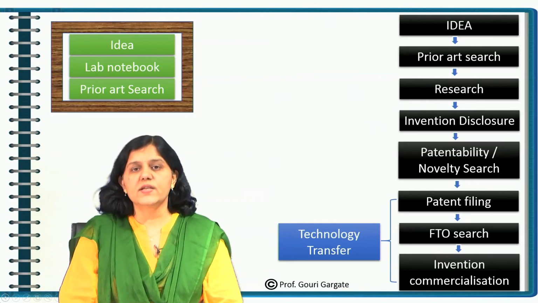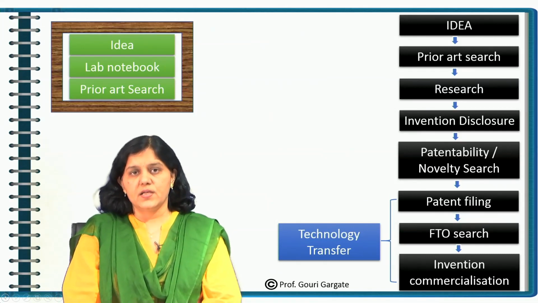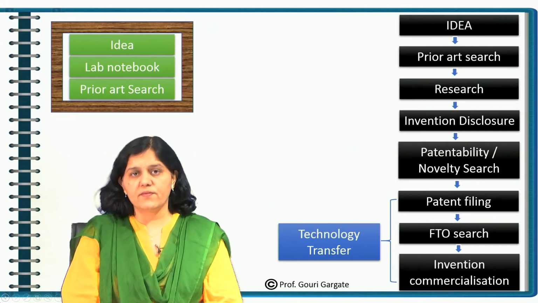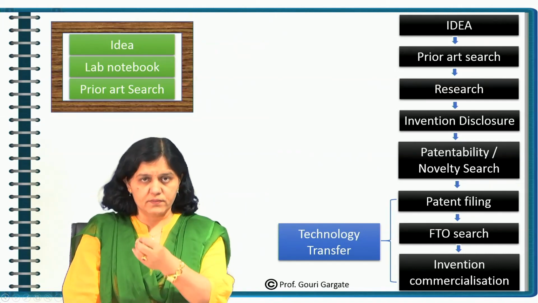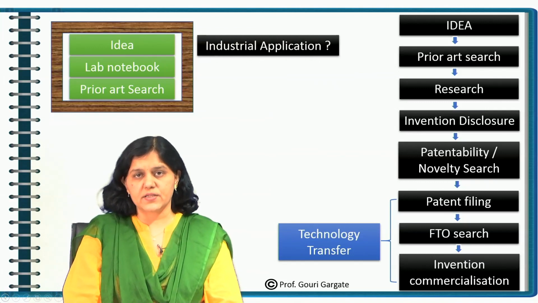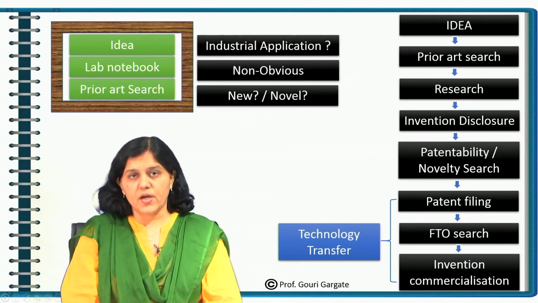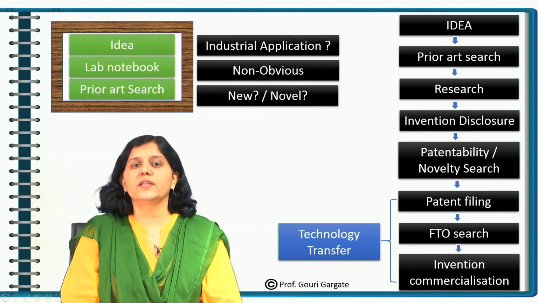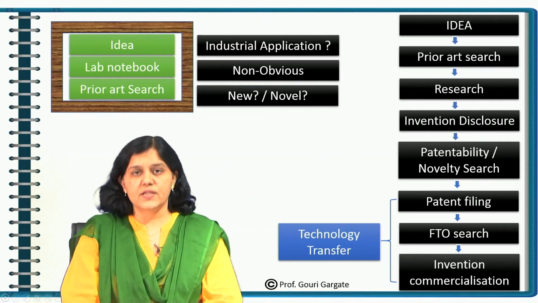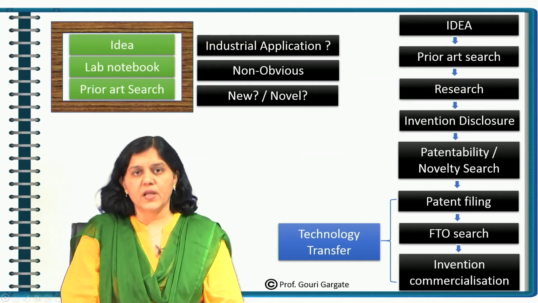Then obviously, we have already seen the prior art search, which we briefly touched upon. After that prior art search, next you have to check the patentability. You have to check that the invention satisfies those 3 criteria. If you are satisfied with that, then you can proceed to patent filing.